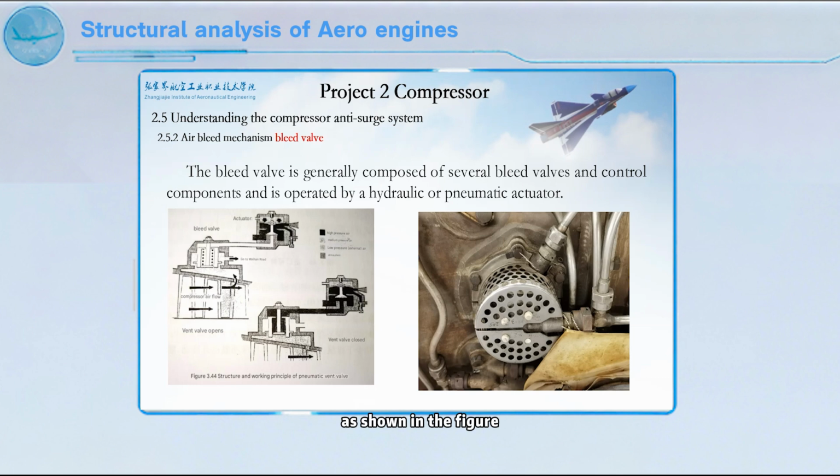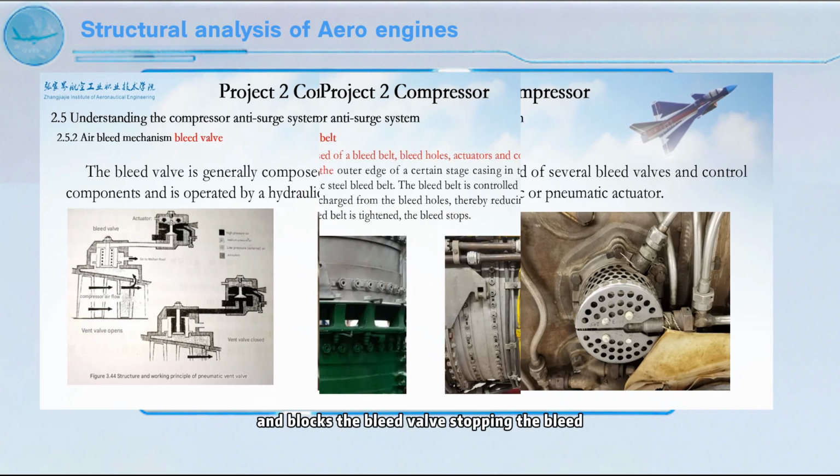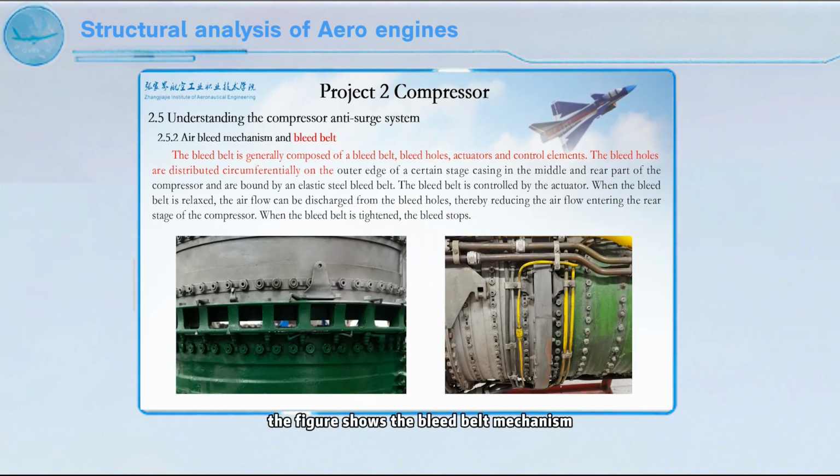As shown in the figure, the bleed valve mechanism is generally composed of several bleed valves and control elements. It is operated by hydraulic or pneumatic actuators. When the compressor needs to bleed, the high-pressure air that fills the control element will flow back, and the bleed valve will automatically open under the action of the high-pressure airflow to release the airflow. When the compressor needs to stop bleed, the high-pressure air fills the actuator and blocks the bleed valve, stopping the bleed.